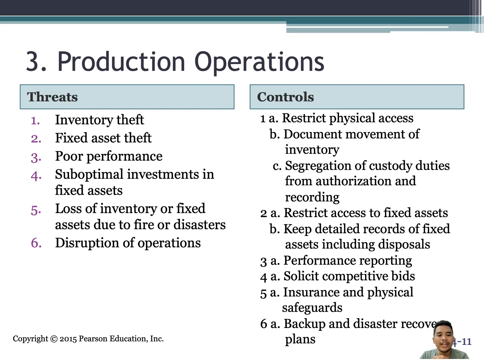Next is loss of inventory or fixed asset due to fire. So this is a threat related to maybe a man-made or a natural cause. What are the usual controls here for the loss for this incident? So you could have insurance and physical safeguards.